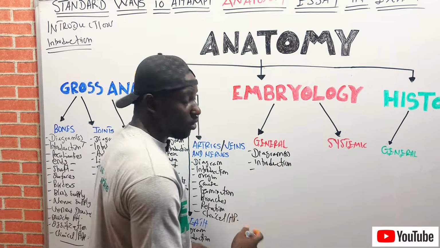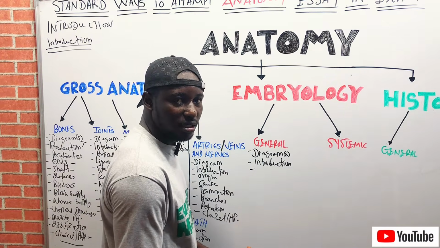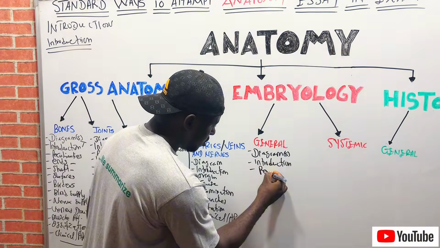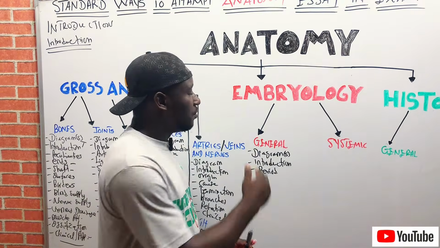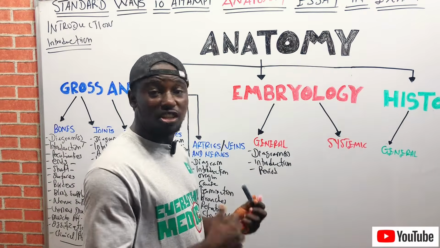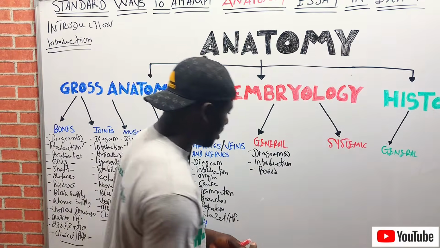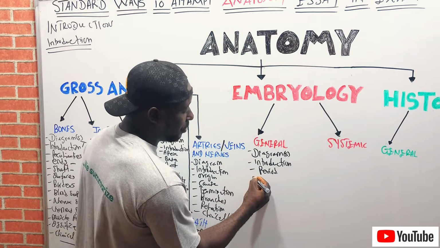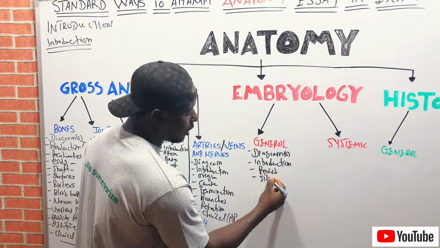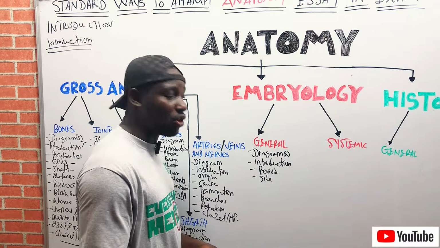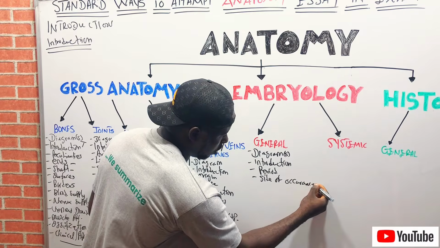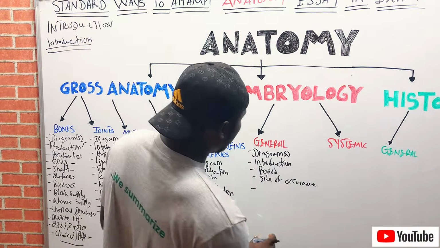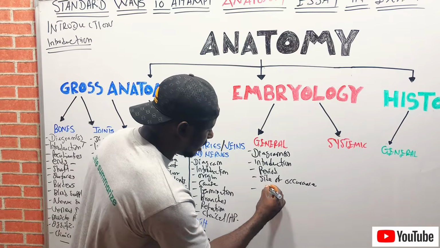After introduction, what next? The period. At what period does it occur? Because this is general embryology, it is not systemic, right? So after period is site of occurrence. At what region, at what place does it occur? After the site of occurrence, what will happen is the event.